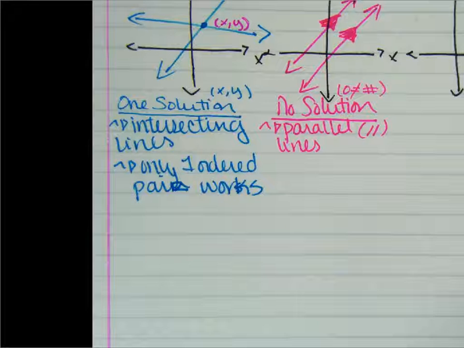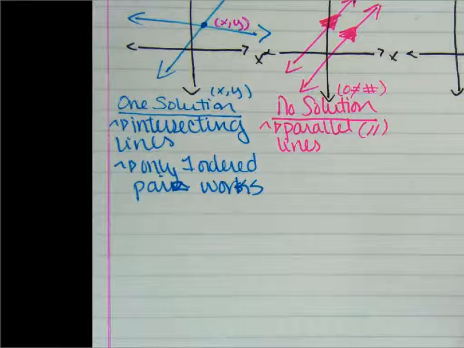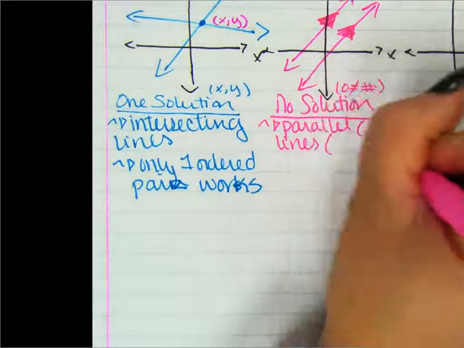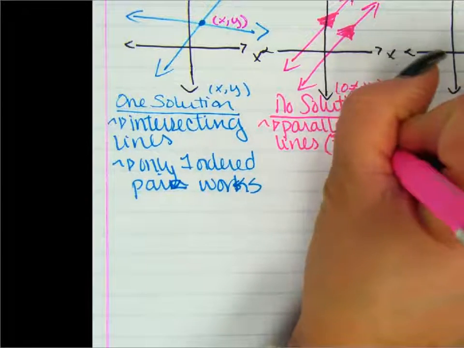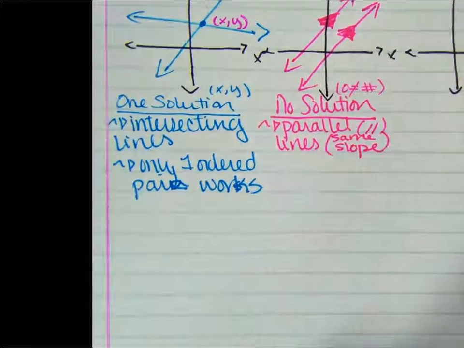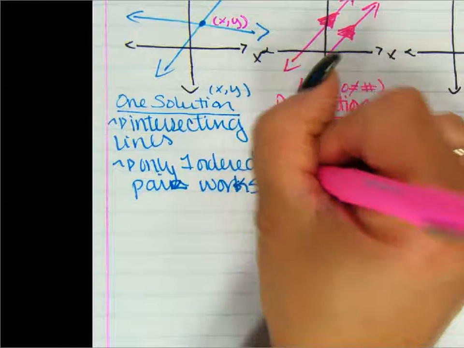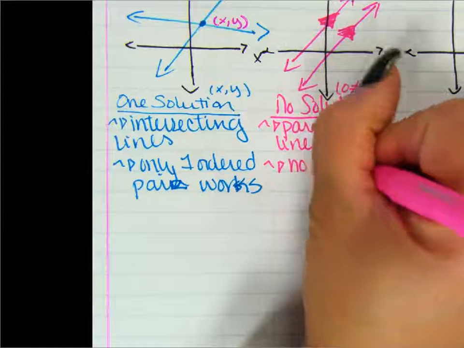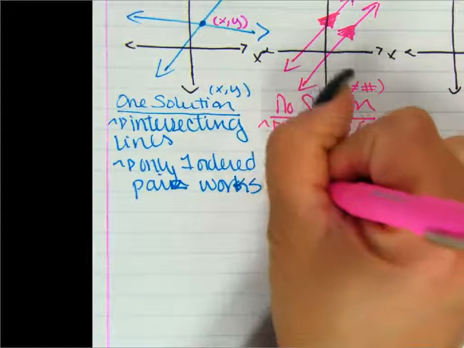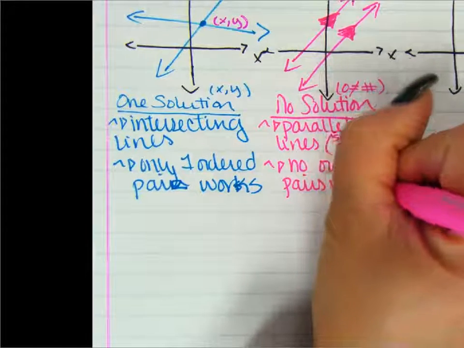Parallel lines, why do they never intersect? Why? They have the same slope. And if we were to plug in, no ordered pairs would work. It would work for one, but not the other.